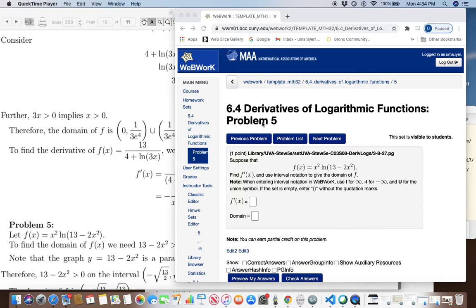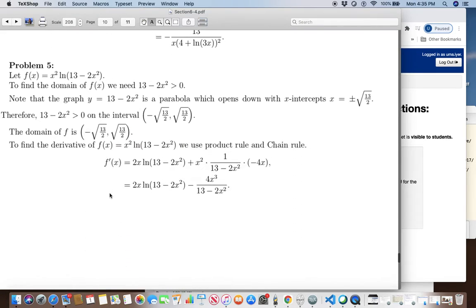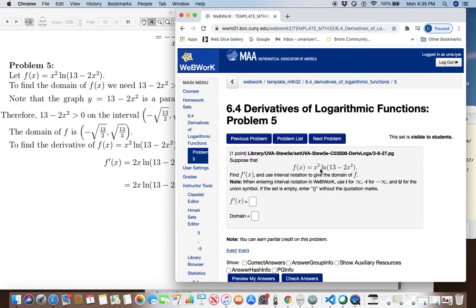Back to problem 5. Suppose that f(x) is this function. Find the derivative and find the domain. They are saying use I for infinity, negative I for negative infinity. Okay, first, the domain. I hope I haven't made any mistake in copying: x squared, natural log of 13 minus 2x squared.